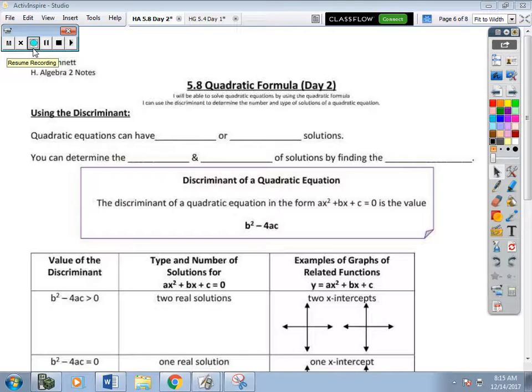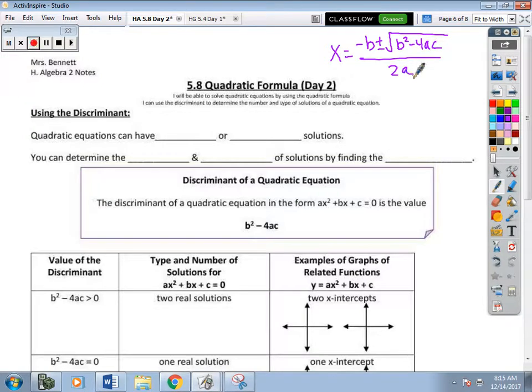So the discriminant is the part of the quadratic formula that's underneath the square root. The discriminant is just this part. No square root though, just the b squared minus 4ac part. And that's what it says here. The discriminant of a quadratic equation is the b squared minus 4ac. What that will tell you is how many solutions you have and what type of solutions that you will have.